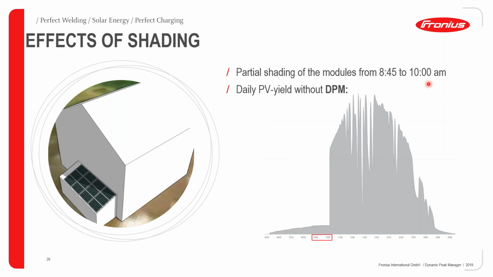And as a result, this graph really shows what is the output of this system from morning hours all the way to sunset. As you can see here, highlighted between 8:45 to 10 a.m., we have a portion of the curve where you're not getting as much power as you should be getting. So this is really what your PV production will be like without the dynamic peak manager. And this is represented by this highlighted area. And therefore you can see that you're losing quite a bit of energy that you can be generating or getting from your PV array.